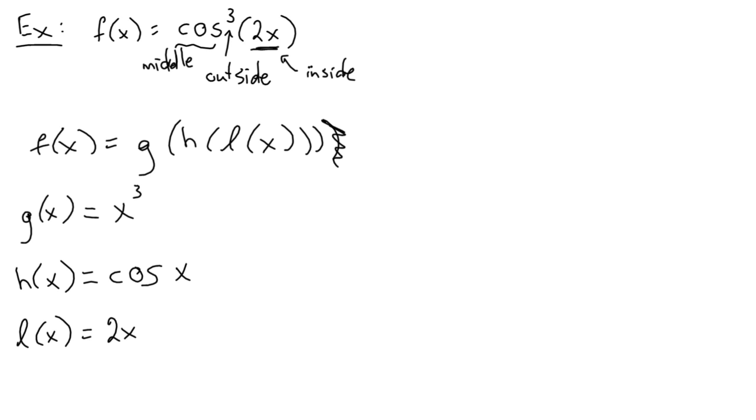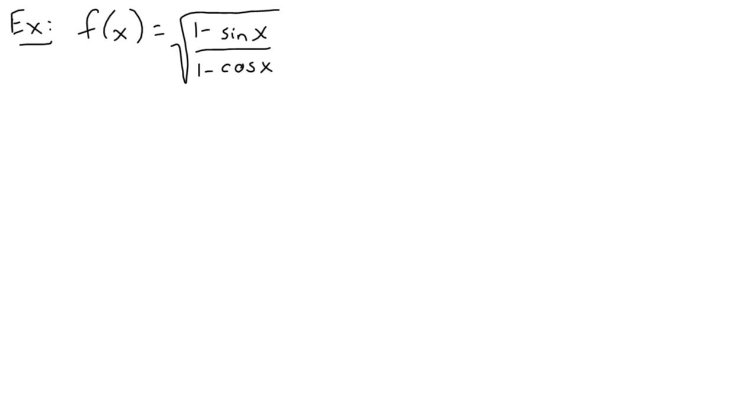Okay, so let's try one more, something like this. So it looks like a big old mess, right? But it's not actually that bad. I can write this as a composition of 2 things I know how to differentiate. I don't have to break it down into a whole bunch of bits. I'm going to treat this whole thing as the inside, the whole quotient. And then I'll just have square root be the outside. So, well, let's say this equals g of h of x.